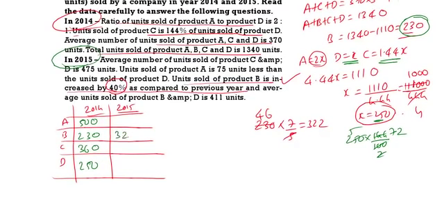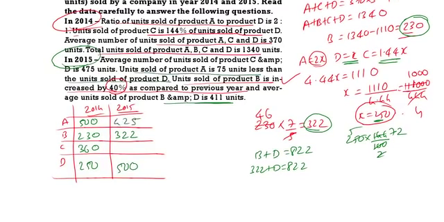So this 322 is B in 2015. Now the average of B and D is 411, that means the total is 822. Already B is 322, so 322 plus D is equal to 822. So D is equal to how much? 500. D is equal to 500. Then units of A is 75 less than D, that means A will be equal to 425.